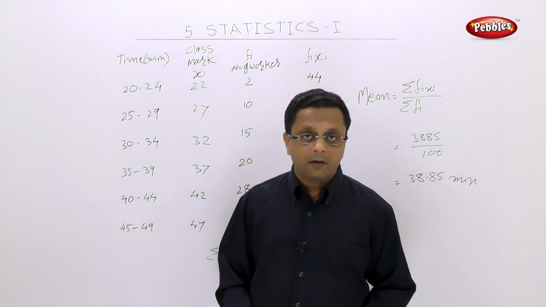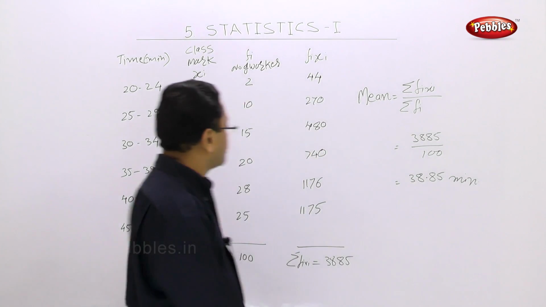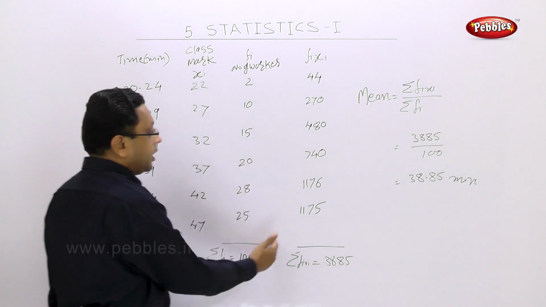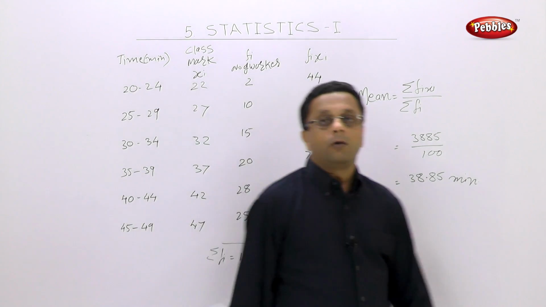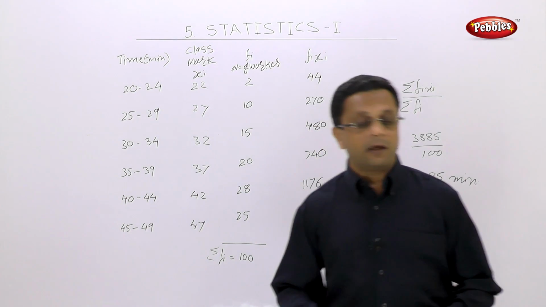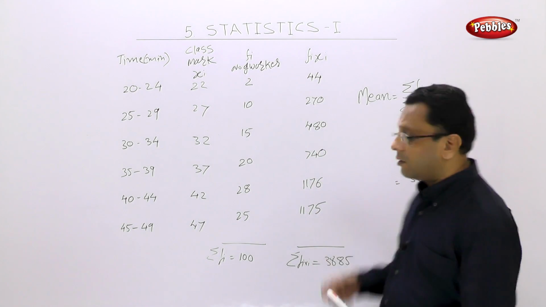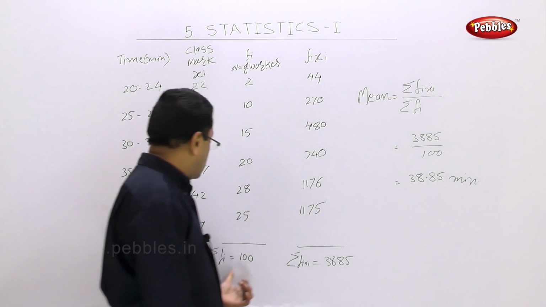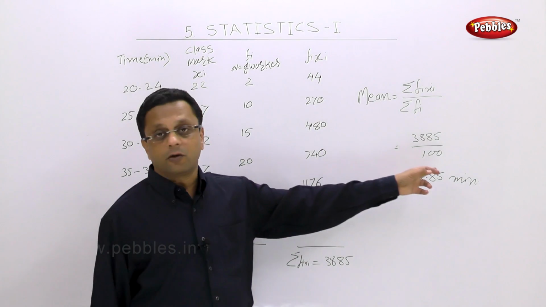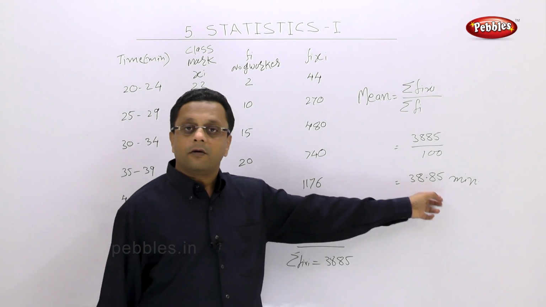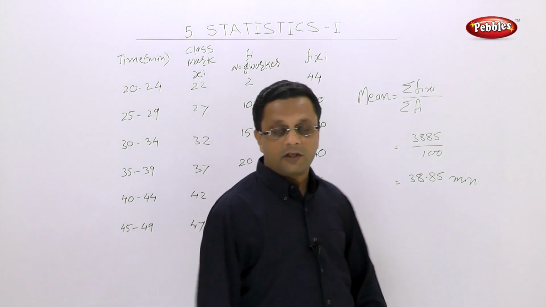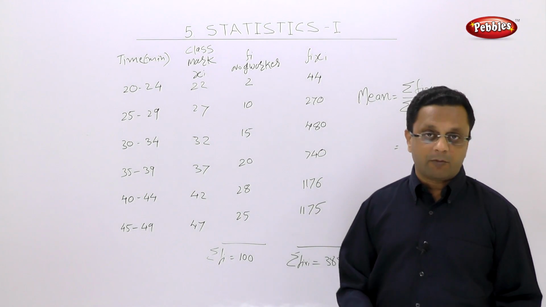So now let us go for the assumed mean method or shift of origin method. Why are we going there? Because we had to do long calculations, big calculations, multiplications, additions. At the end, here we were lucky that sigma fi was 100, so we could directly find the answer by just shifting the decimal point.